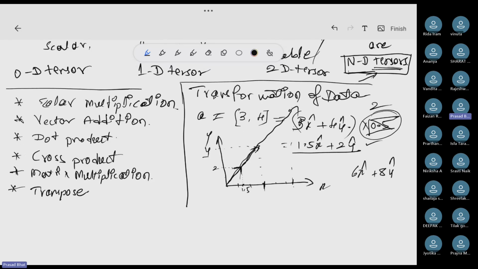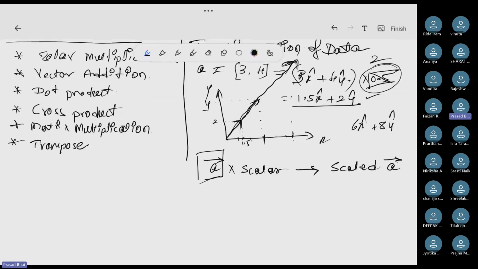What is happening essentially here? When we multiply a vector with a scalar, it is going to be a scaled vector. That is what we call it. What does that mean? The vector is going to get scaled, either elongation or shortening. Is it clear? Can you understand this? Okay, fine. Pretty simple. There is nothing to feel complicated about.